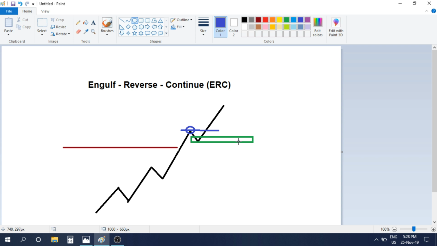Okay, so hopefully you have taken into consideration all three steps: the engulf, the reverse, and the continuation, which should also engulf the high created thereof, right? Once this step is complete and price is able to cross this one and stay above this one, I would suggest price should close above this one at least, and so this gets established as the ERC zone once this closes above this particular high.